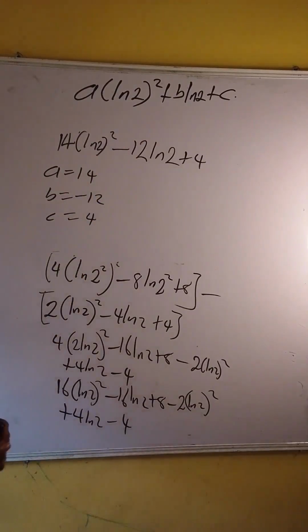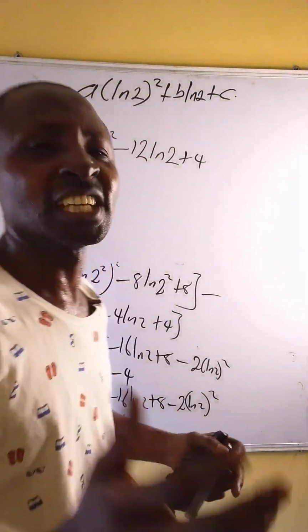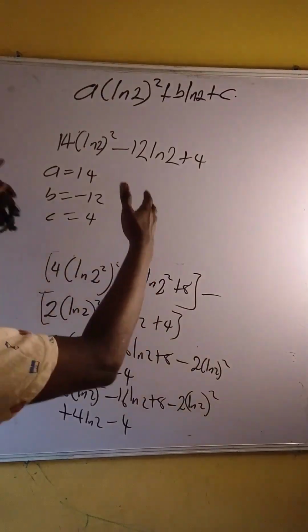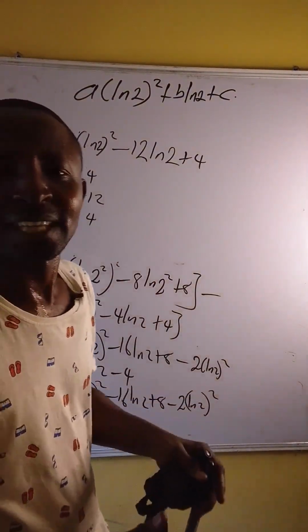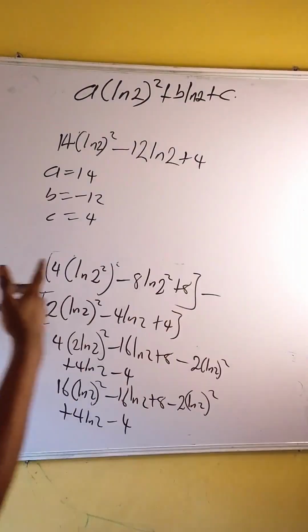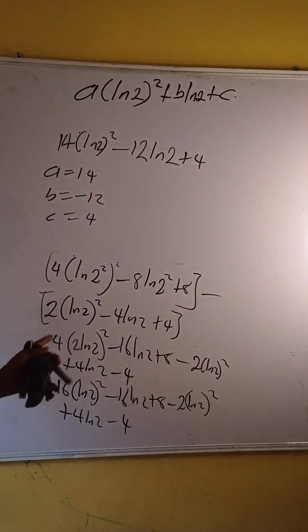We have both negative and positive integers. So that is how to deal with it when you have a ln in integration. Please, I hope this is making sense.